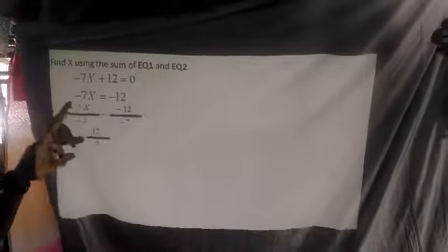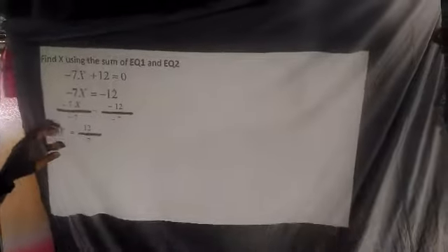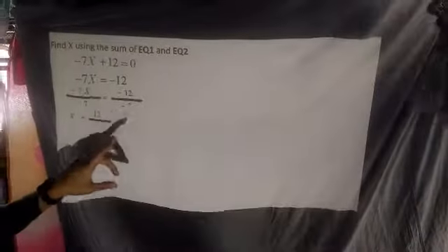Then you find the x using the sum of equation 1 and equation 2. So we have negative 7x plus 12 equals 0. Then transpose, it will become negative 12. So negative 7x equals negative 12. Negative 7x over negative 7 equals negative 12 over negative 7. You divide both sides so you can get your x, which is positive 12 over 7.